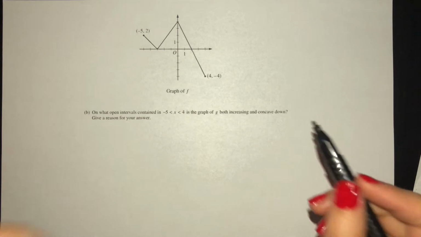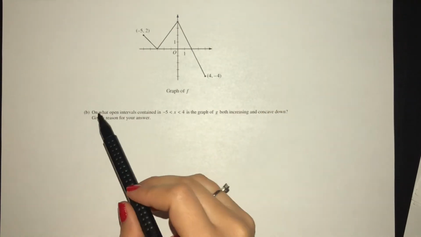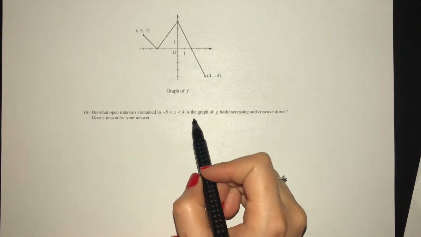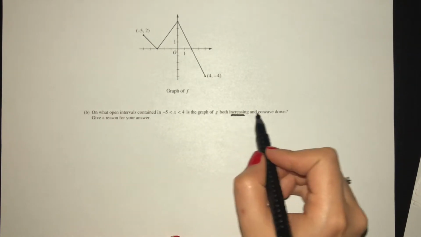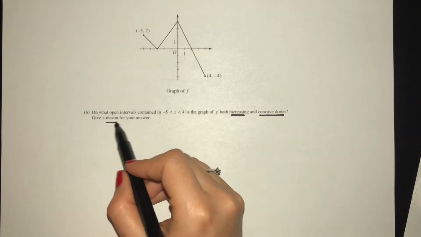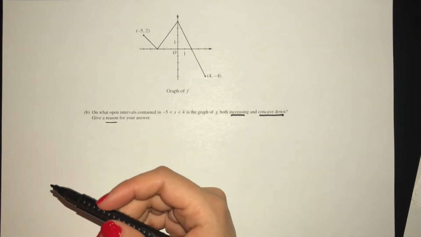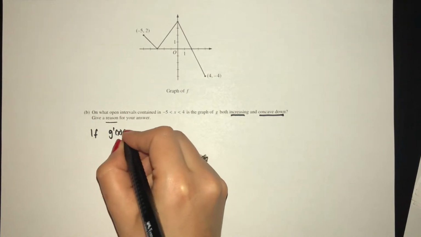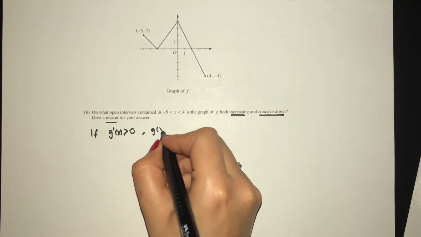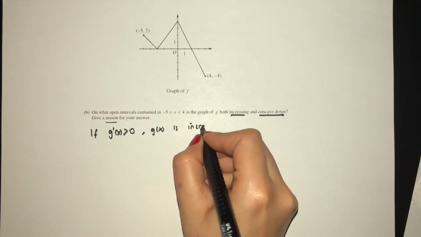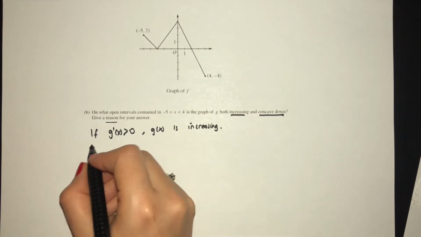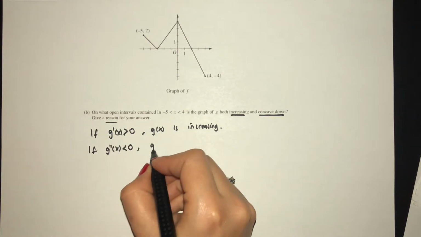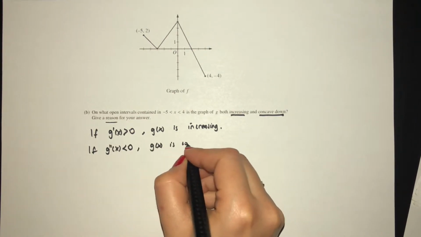Let's look at part B. We have a graph of f, and on what open intervals contained in -5 to 4 is the graph of g both increasing and concave down? Give a reason for your answer. Okay. If the first derivative is greater than 0, then g of x is increasing. We know that. And if the second derivative is less than 0, then g of x is concave down.